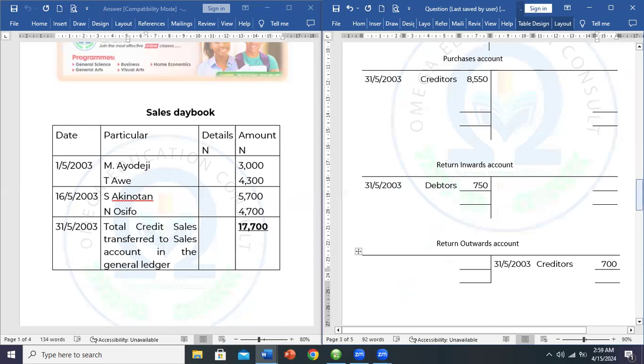So the totals all go to the same ledger, which is the general ledger. But the individual entries would have to go into the specific debtors or creditors ledger, which is the sales ledger and purchases ledger, respectively. Any question?